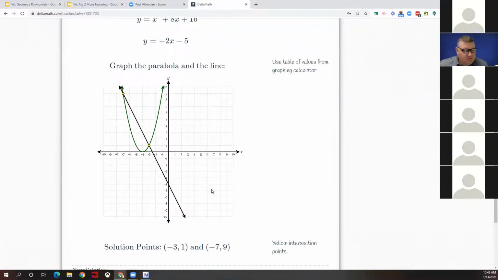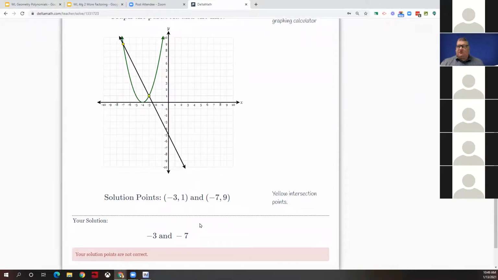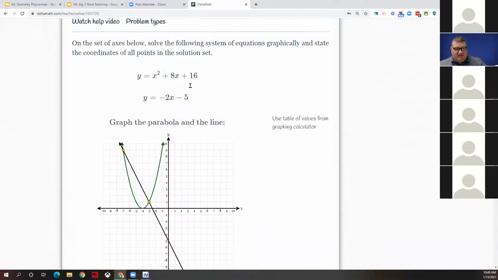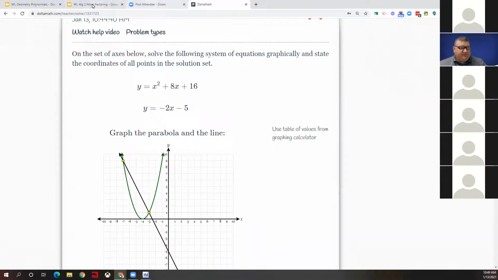Whoa. Oh, I'm stupid. Look what I got wrong, guys. What did I do wrong? You didn't put the Y value. Yeah, I put the X's, not the Y's. Okay. So make sure you put your Y values in it.